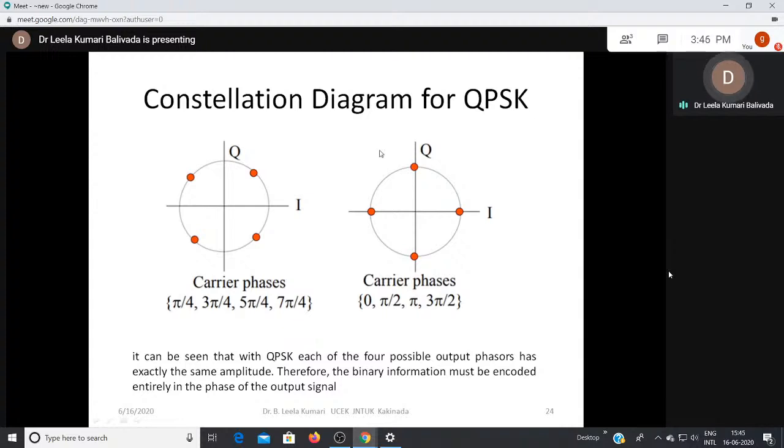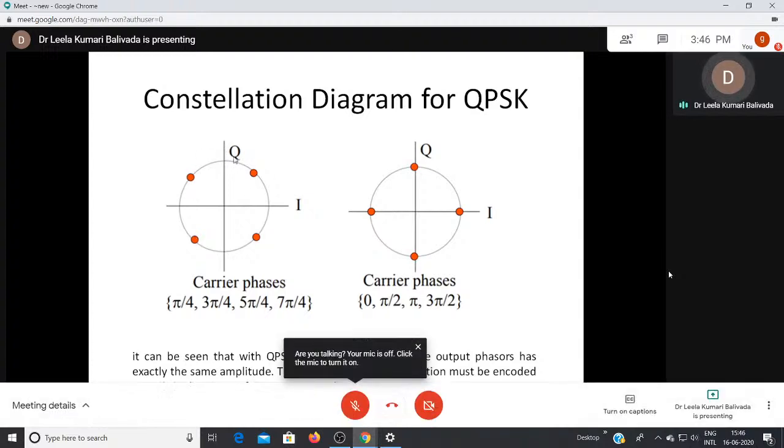And now the constellation diagram for QPSK. As we have already discussed, a constellation diagram is a graphical representation of the complex envelope of each possible symbol state. Here 4 possible symbol states are there: one at an angle of plus 45, another at plus 135, another at minus 45, and another at minus 135. The 4 symbols are represented on the x-axis and y-axis, where the x-axis represents the in-phase component and the y-axis represents the quadrature component. The 4 symbols fall on the circumference of this circle at equal distance.